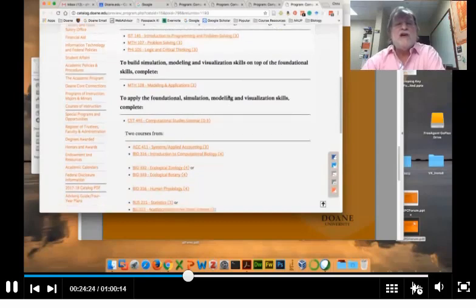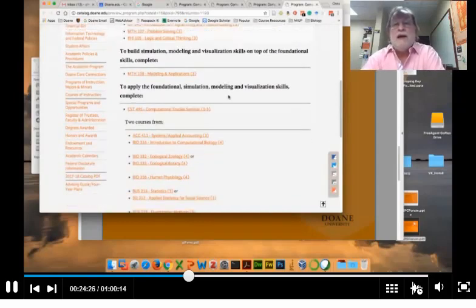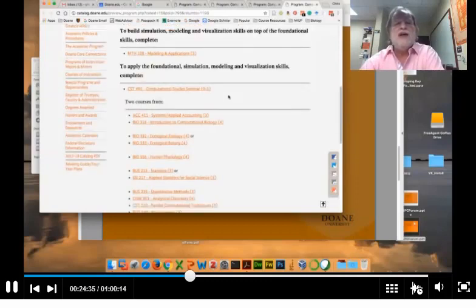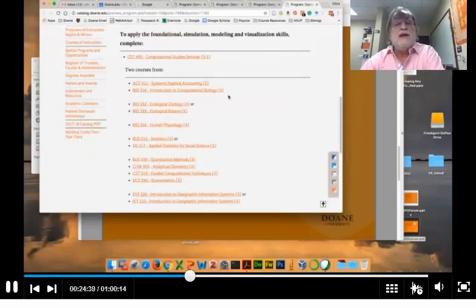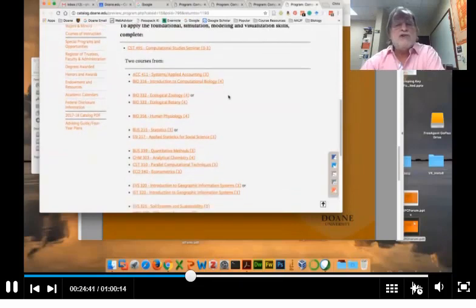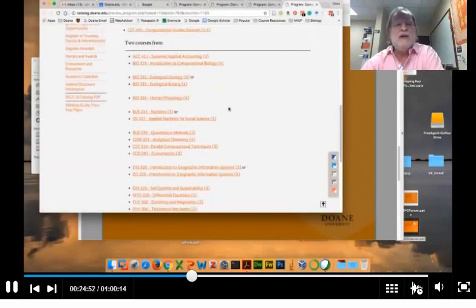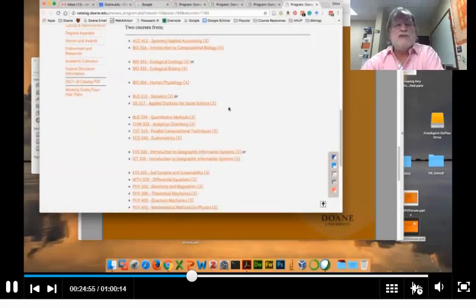We have another course called Modeling and Applications. It's not quite as mathematics centered as the courses that people take in the computational science minor, but it does help in developing those skills. And then they take two courses that are more applications oriented, and we see that they have selections from an accounting class. There is a biology class in that category, and then a social science class.